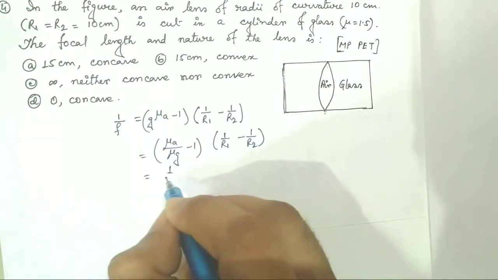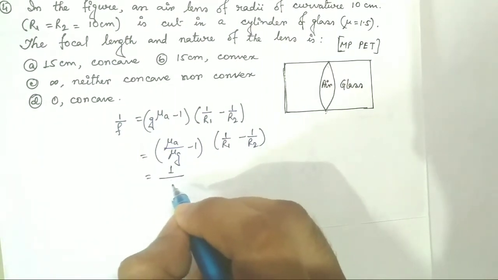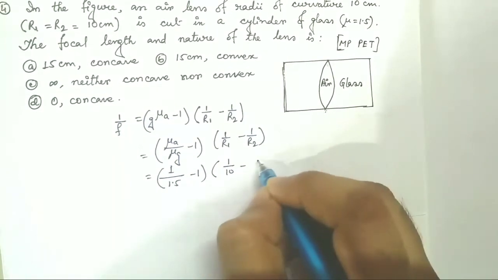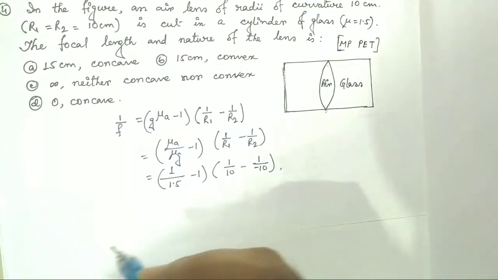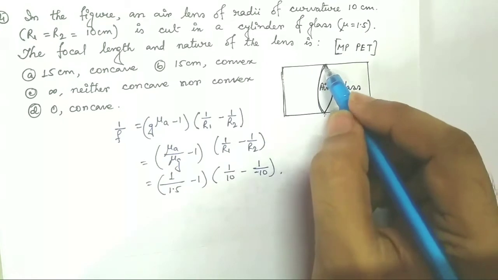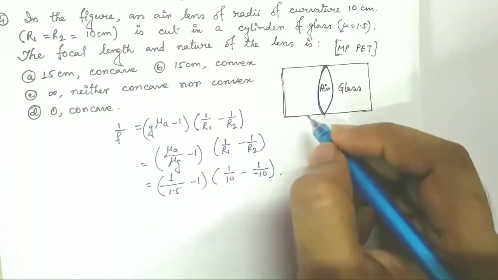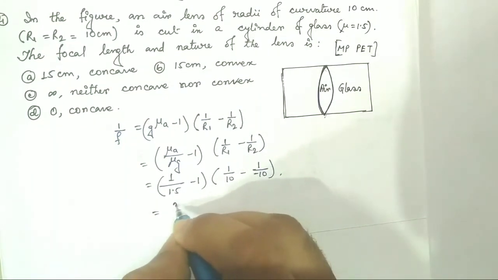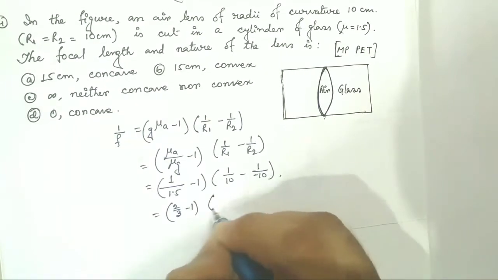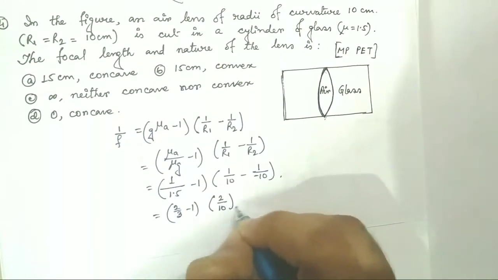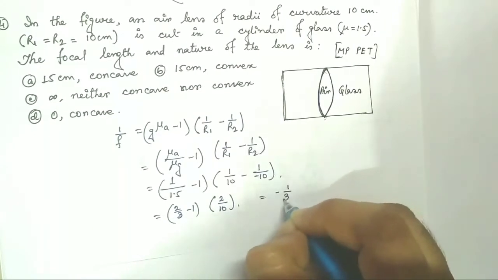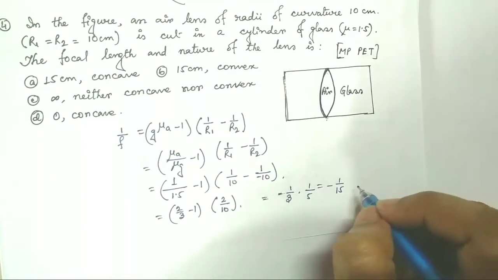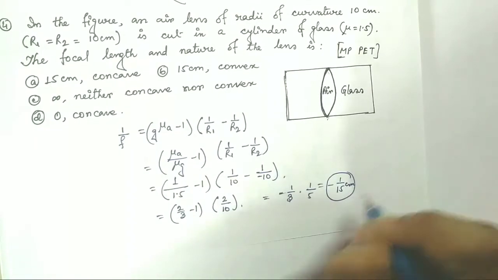1 is the refractive index of air, and the refractive index of glass is 1.5, minus 1 into 1 by 10 minus of minus 1 by 10. Since the radii of curvature, one is positive and the other is negative, we know it. So this is actually 2 by 3 minus 1 into 2 by 10. So minus 1 by 3 into 1 by 5. So this is equal to minus 15. So the focal length will be equal to 15 centimeter.